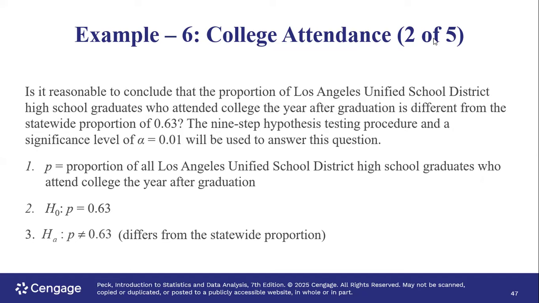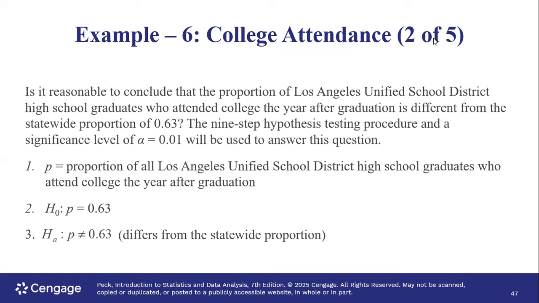Is it reasonable to conclude that the population proportion of Los Angeles Unified School District high school graduates who attend college the year after graduation is different from 0.63? So as I said, the status quo null hypothesis is H0: p equal to 0.63. Now we want to test the alternate hypothesis whether p is not equal to 0.63. Why not equal to? Because it says different from, it's not saying greater than or less than. So not equal to. Level of significance, they want us to select alpha is 0.01.